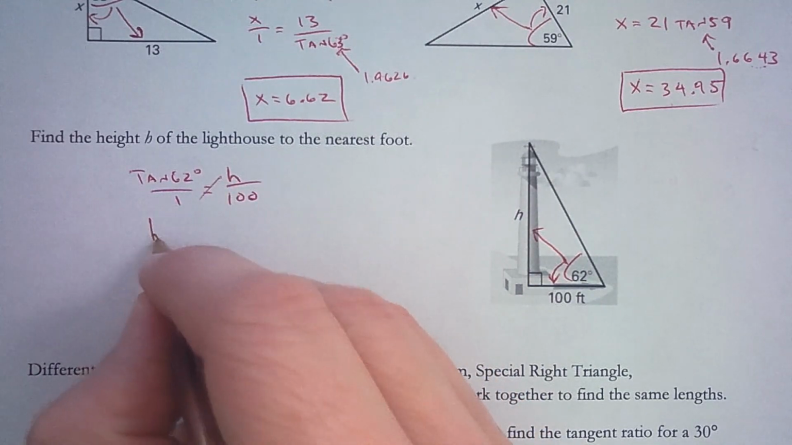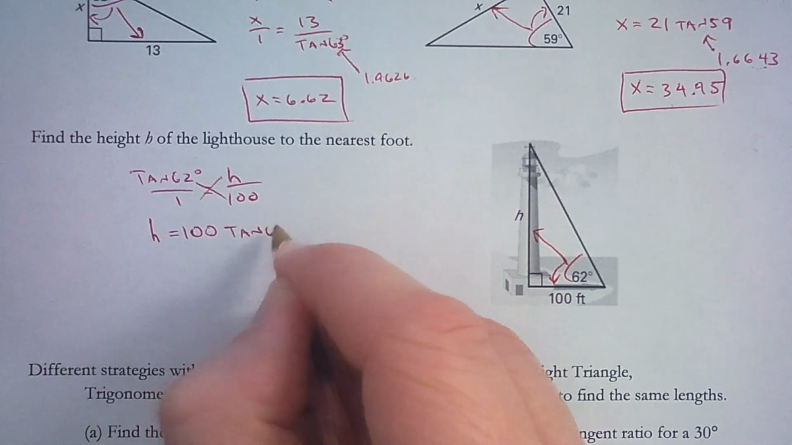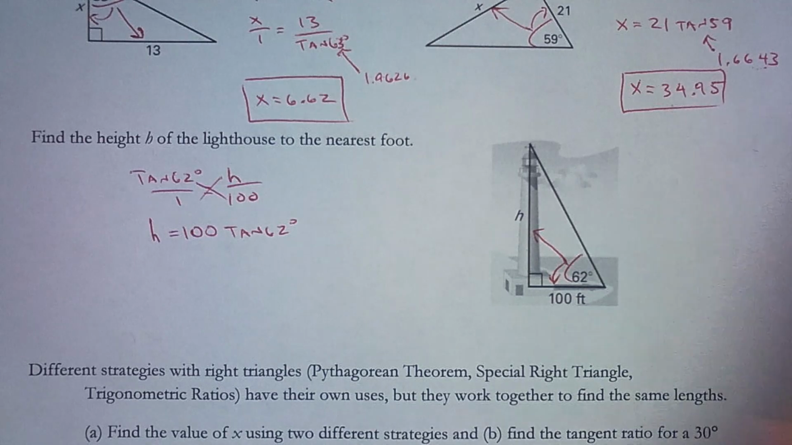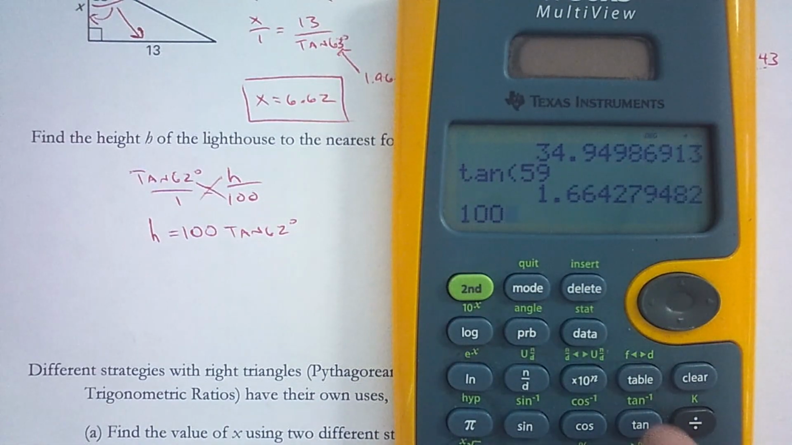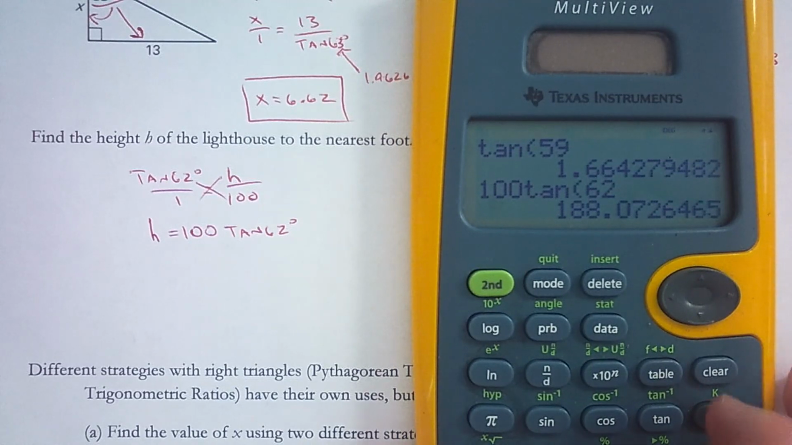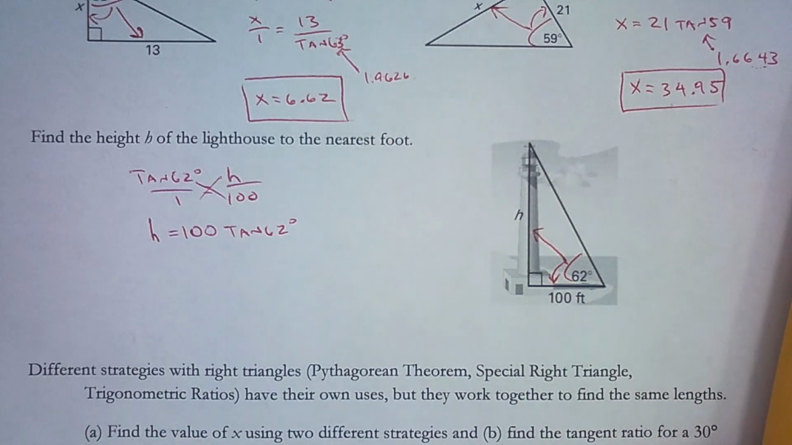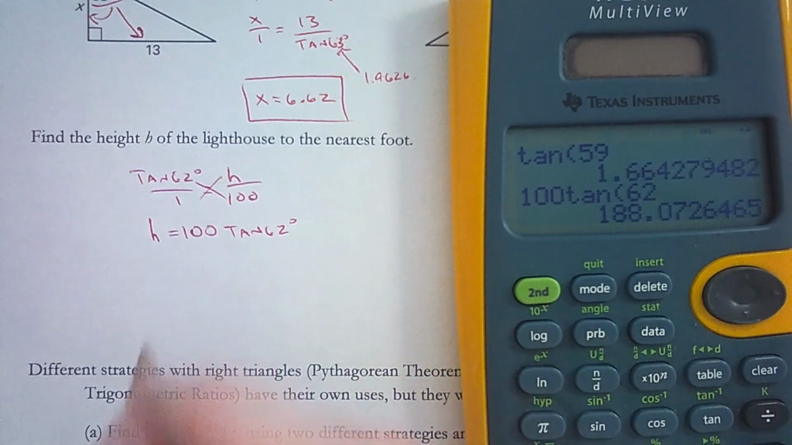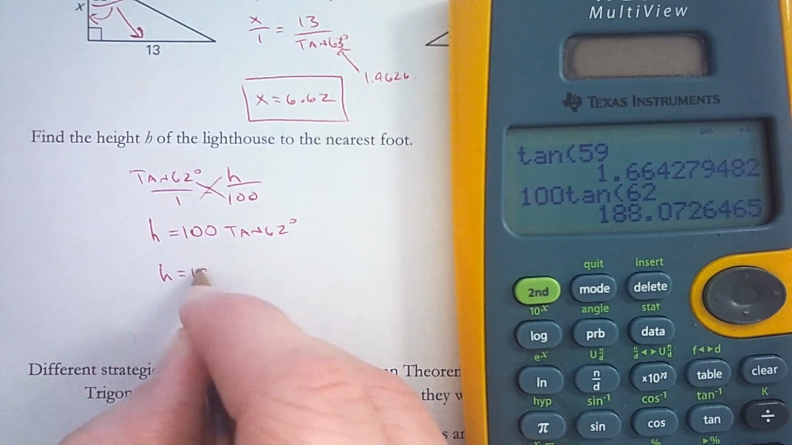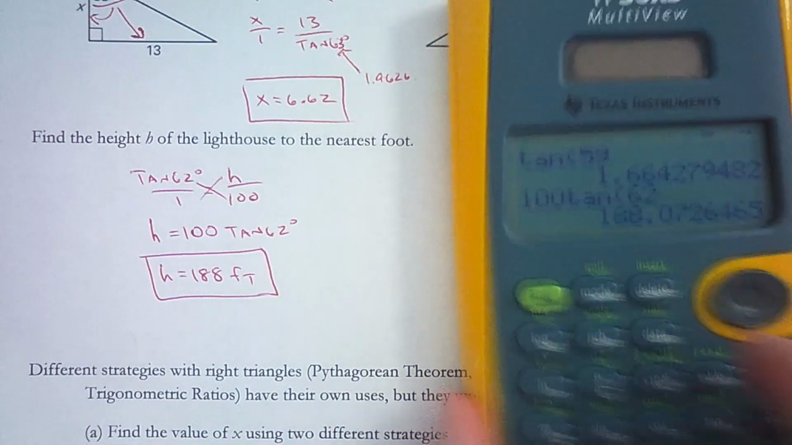So I get h times 1 is h, and then 100 times tangent 62 degrees. So 100 times tangent 62 is 188.07. Now this does say find the height of the lighthouse to the nearest foot. So I want the nearest whole number. So the height is 188 feet.